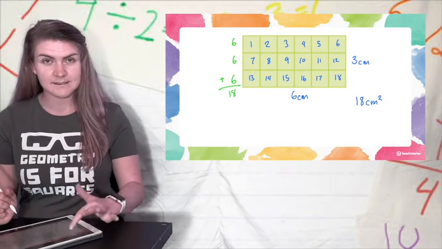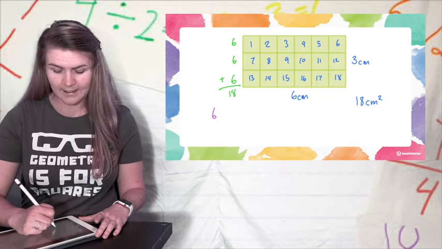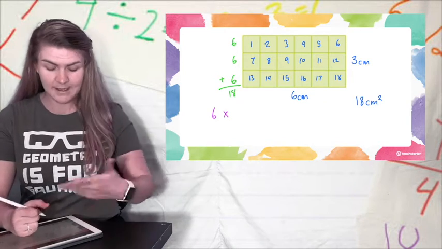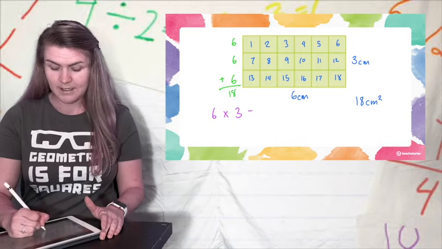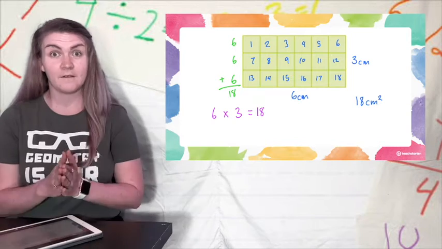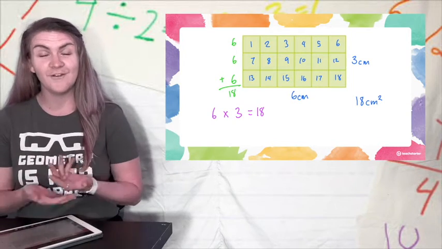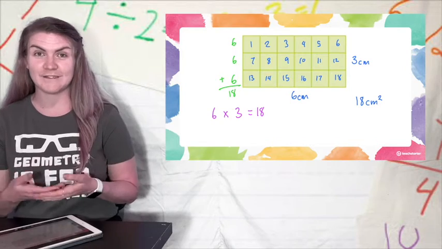I've got 6, 6, and 6. So that's 6, and how many times do I have that added? That's 3. So it's 6 times 3. And 6 times 3 is 18. So now we've actually created a rule for the formula for the area of a rectangle and squares.